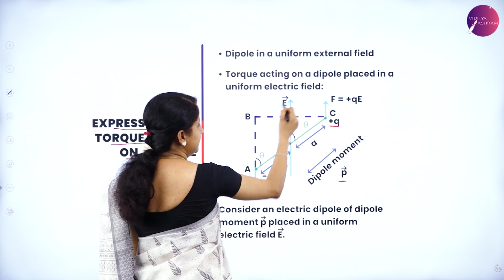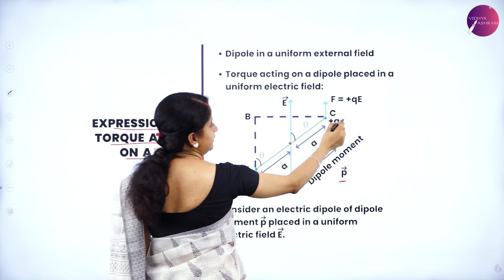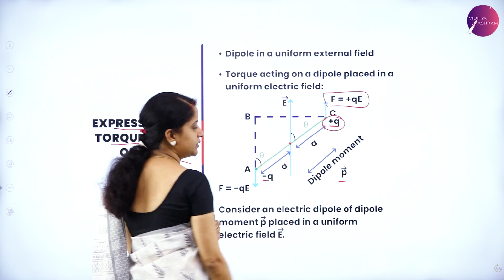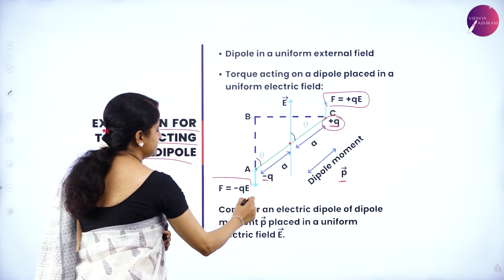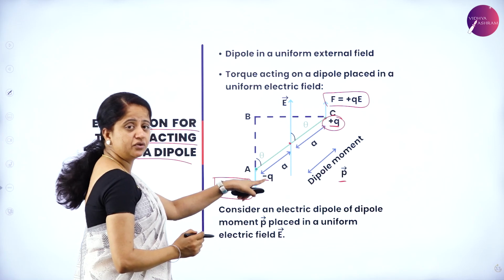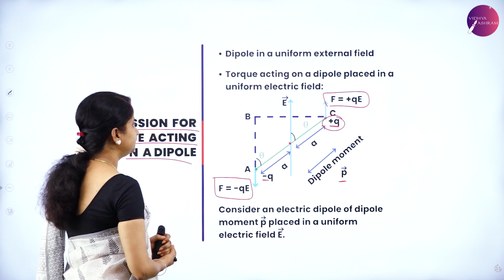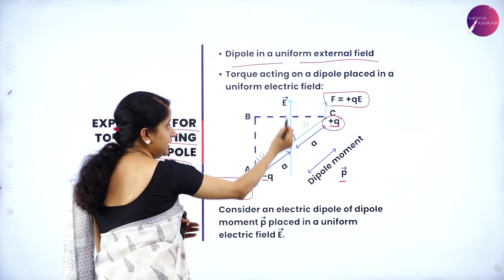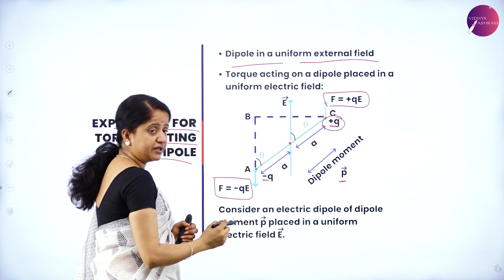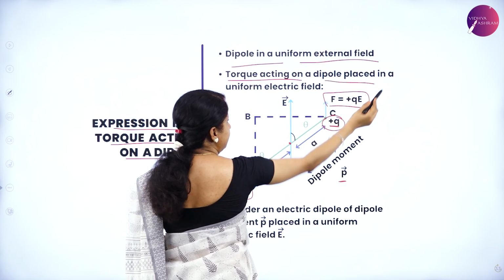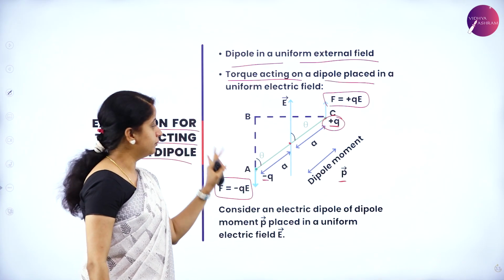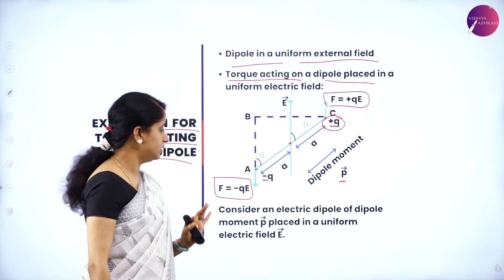So, here E is the electric field, and due to plus Q, the force acting at this point is F is equal to plus QE, and the force acting at this point is F is equal to minus QE due to negative charge. So, we have considered a dipole in uniform electric field, and we are going to derive a torque acting on dipole placed in uniform electric field. I hope the diagram is clear to everybody.